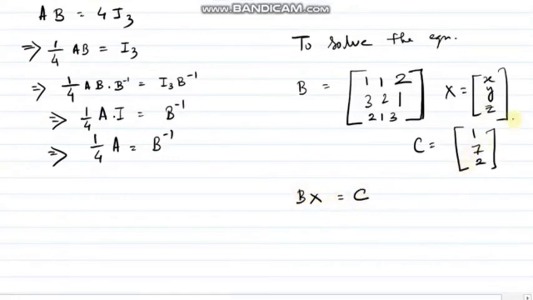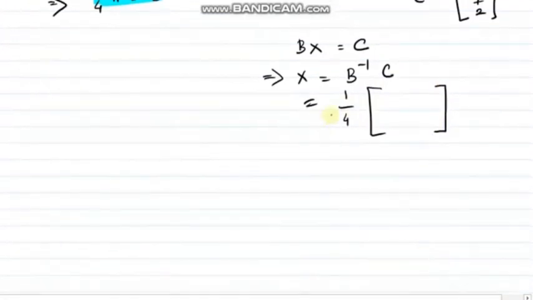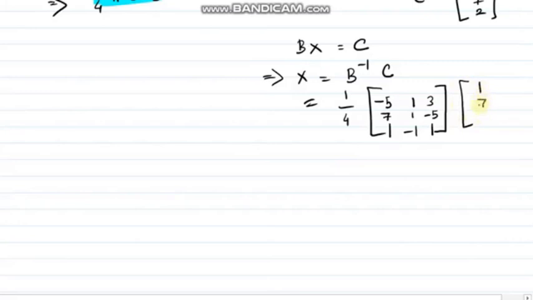If there is any problem, you can check the previous video. I have already discussed it. So what will X equal to? X will be equal to B inverse C, right? And we have learned that B inverse is 1/4 of A. So if I write, my A was -5, 1, 3, 7, 1, -5, and the last one is 1, -1, 1. This was my A, right? Into C, which was my 1, 7, 2.